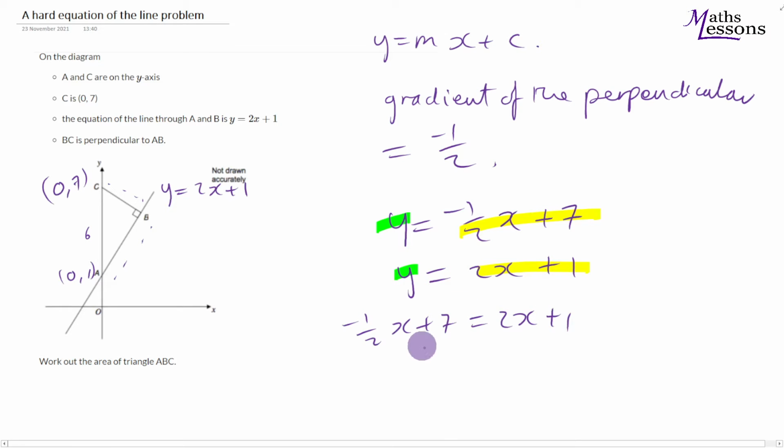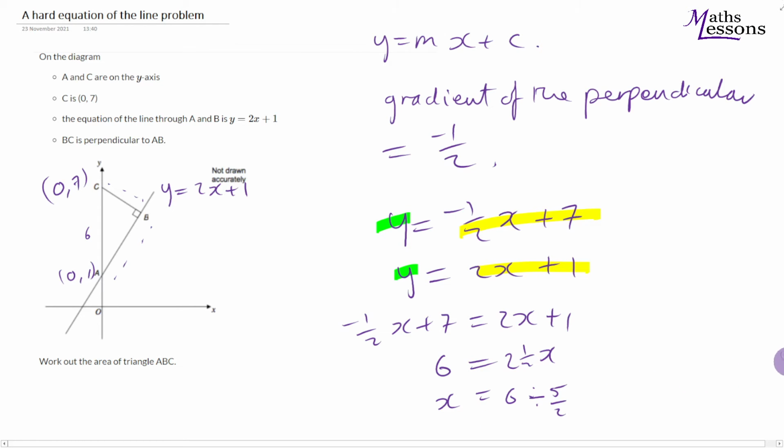Take this to the other side and this to this side. We do that by taking 1 away from both sides, and we're just left with 6 on this side. Add minus a half x to both sides, and we get 2.5x on this side. So we're going to get x equal to 6 divided by 5/2, which is the same as times by 2/5.